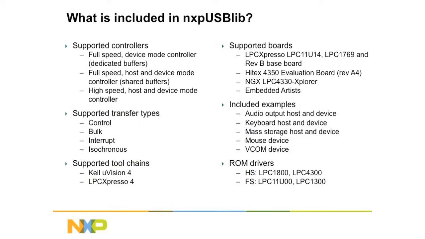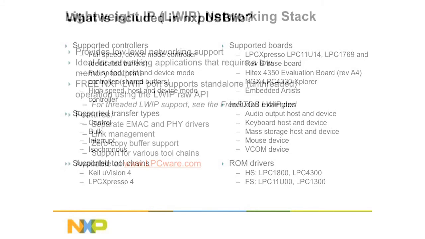Support for NXP USB lib is being added to any part that we have that supports USB, including the parts that have USB drivers in ROM, such as the 1800 and the 4300 for the high-speed interface, and some of the Cortex M0s and their full-speed interfaces. So again, lpcware.com is where you get this, and there's a host of sample code available in the NXP USB lib package that shows you how to implement the various USB classes that the library supports.